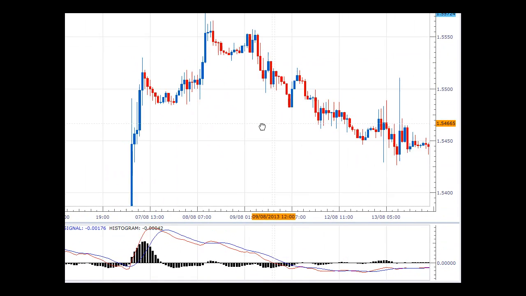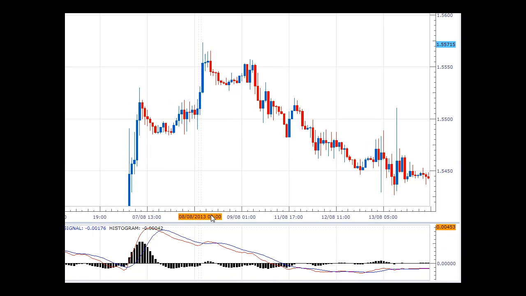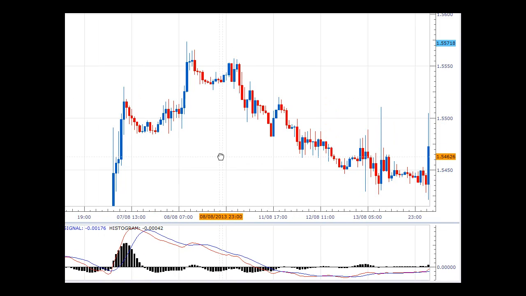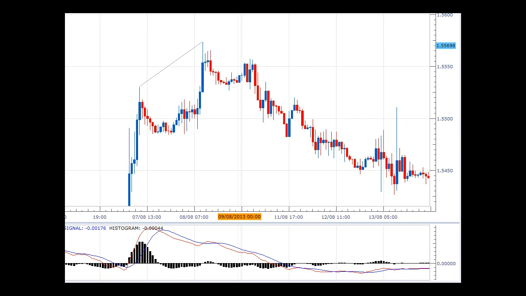So this is, I opened this pound dollar hourly chart, around August 2013. What happened here is that the price, you can see here, made a higher high. What I usually do in my trade is I'll just draw the line on this higher high, and take a look at my MACD indicator, the default MACD.